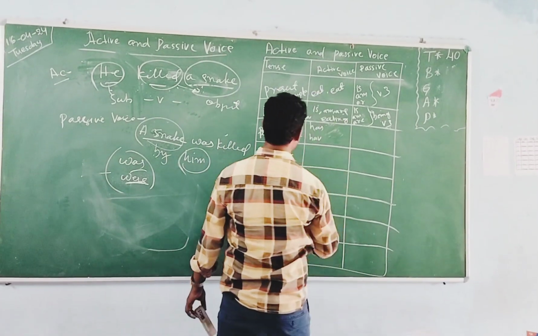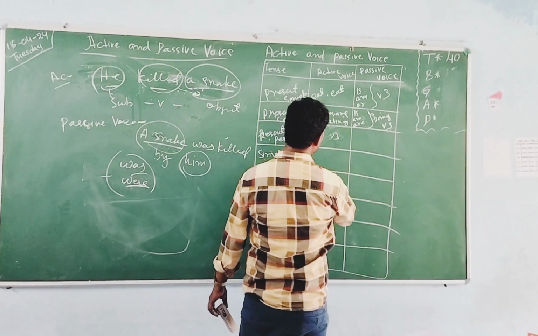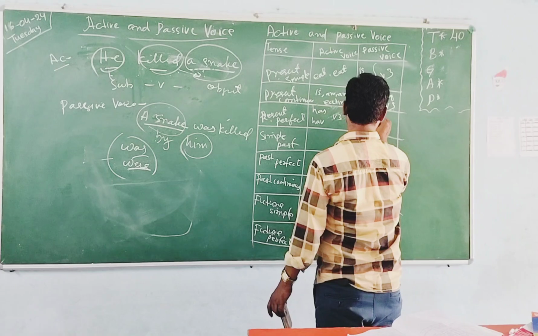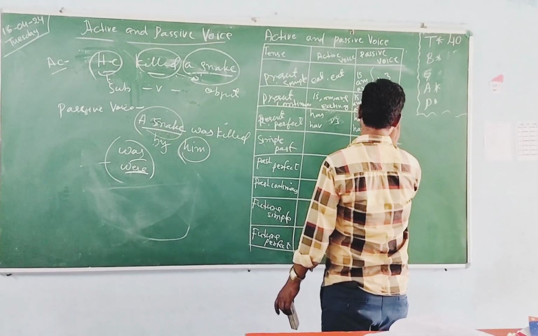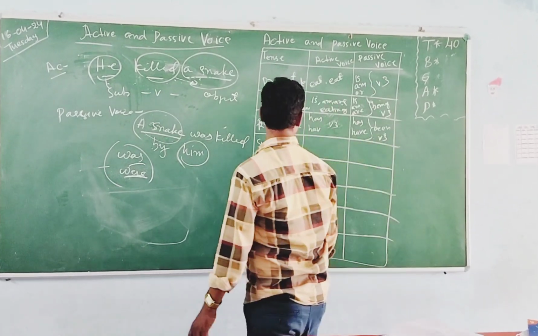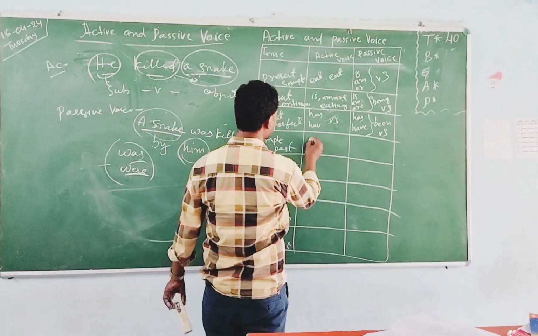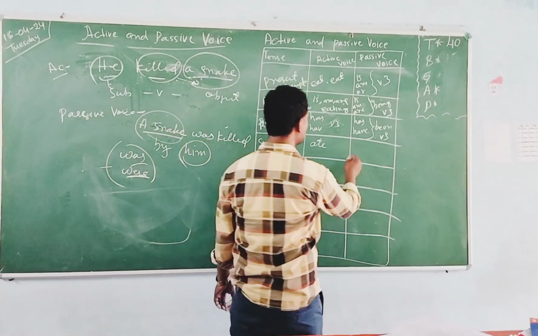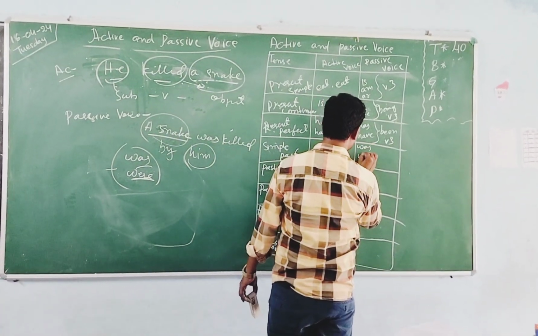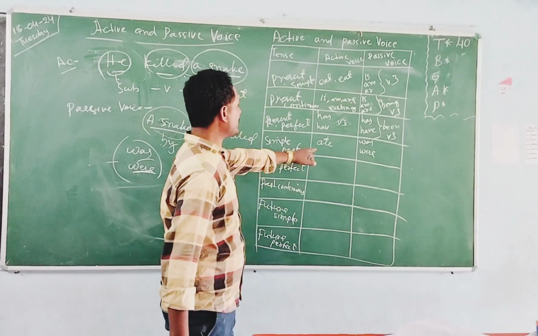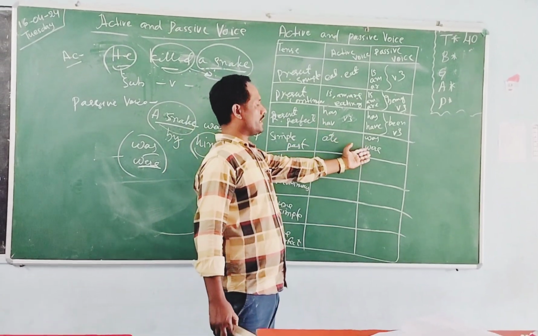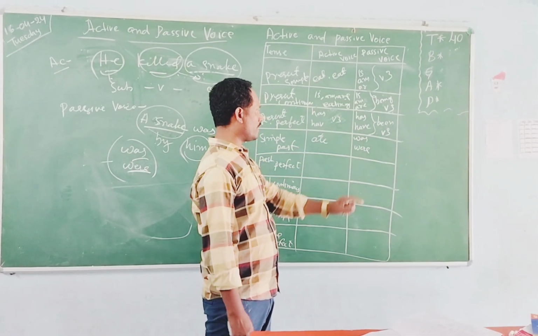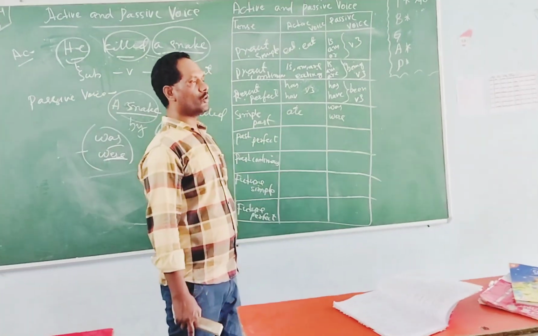Now has, have, we have verb 3 now. So what happens here? Has, have been, verb 3. So simple past, ate. So what's the helping verb here? Was, were. Whenever the sentence is past simple, we have to change the passive voice according to the object. If the object is singular, we have to take a singular verb. If the object is plural, we have to take a plural helping verb.